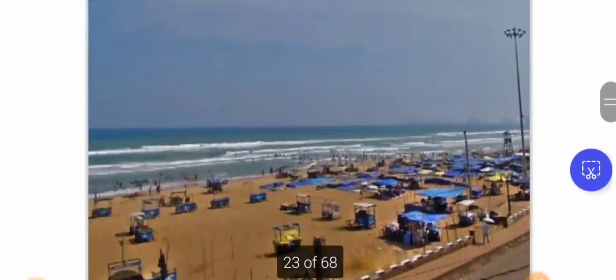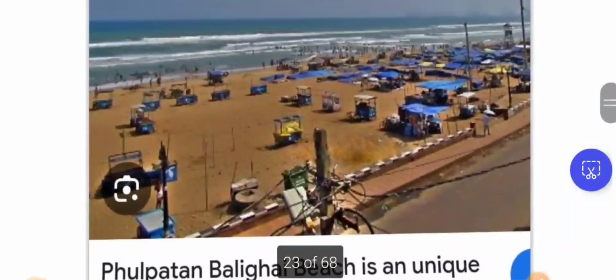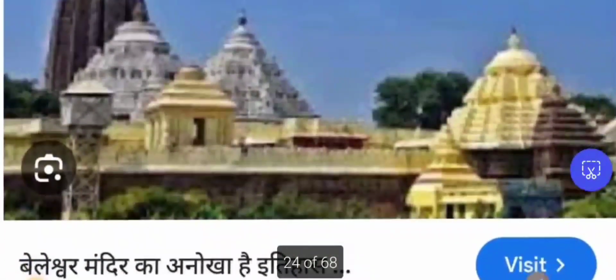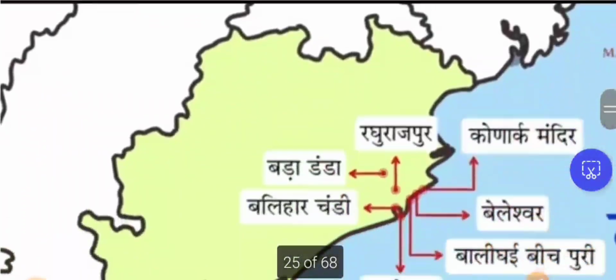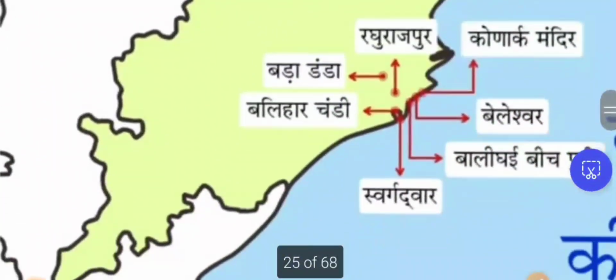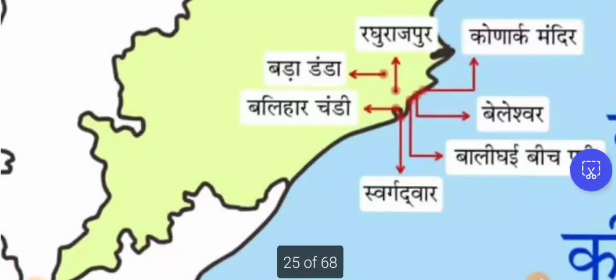So Bada Danda. This is Baligai beach. This is Baleshwar temple, the Shiva temple which is famous. So these are the places very famous in Puri which you have to remember. Just remember this: Konark Mandir, Baleshwar, Baligai beach Puri, Swargadwar, Balihar Chandi, Bada Danda, Raghurajpur.